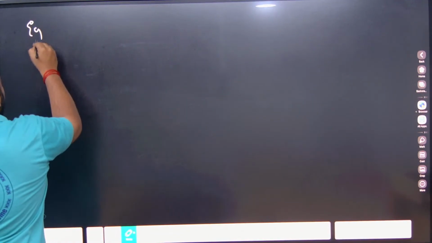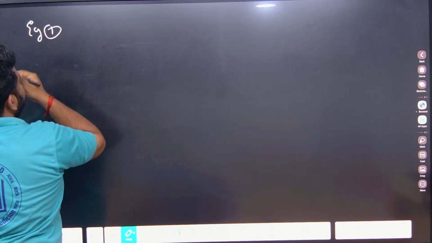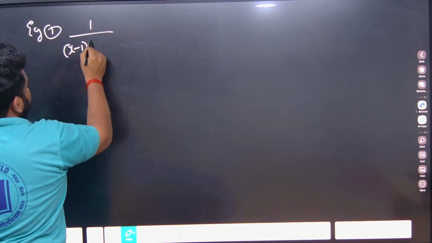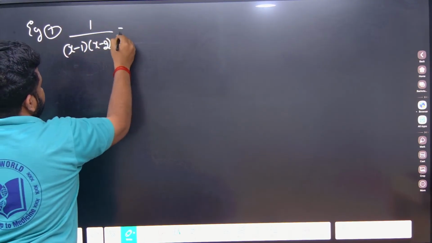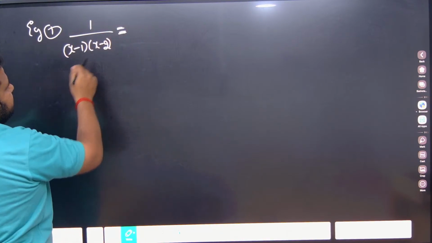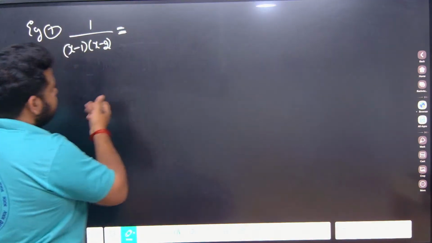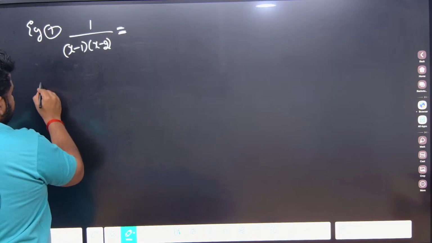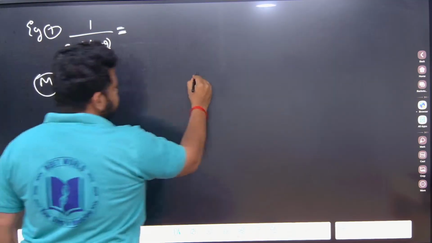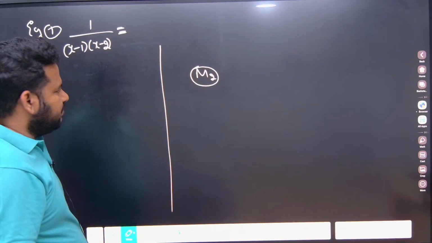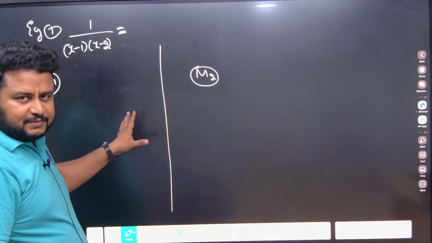Now let us take an example. Suppose the example question is 1 by x minus 1 into x minus 2. Okay, let us take this only. Here I will use two methods, method 1 and method 2. Method 1 you have done in your IPE, method 2 also some people might have done, but both methods are important. That will help you in the shortcut also.